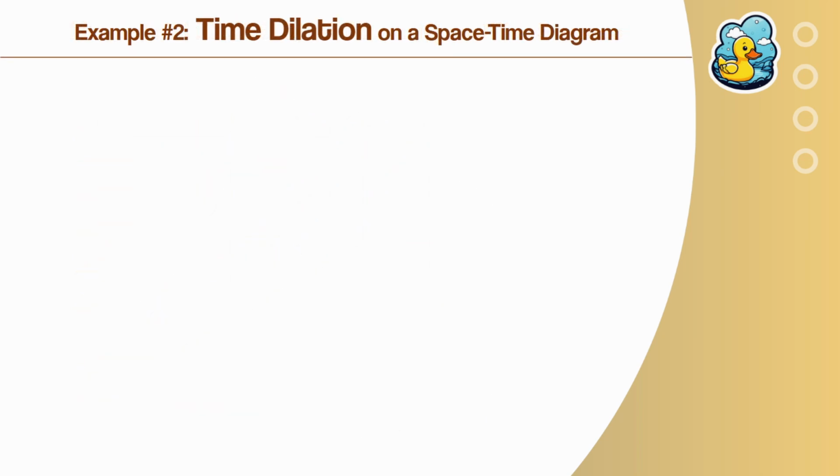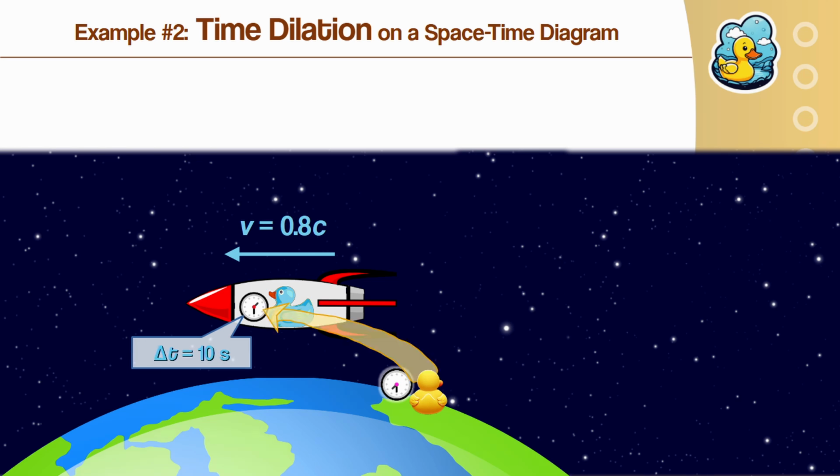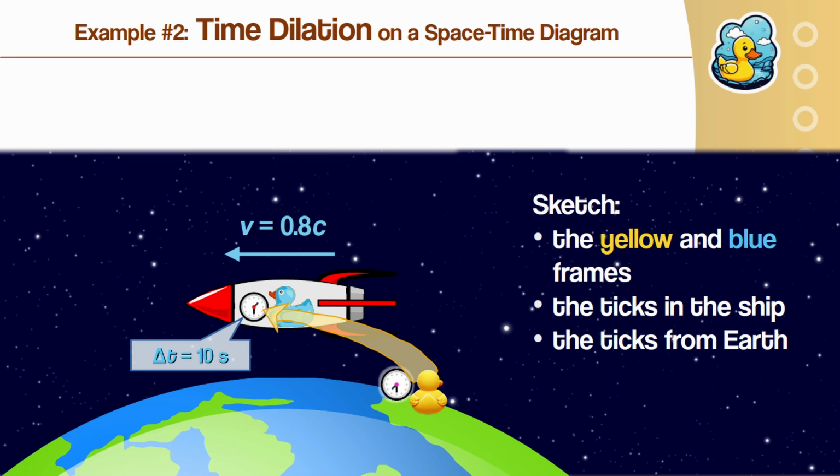The second example: time dilation on a space-time diagram. The blue duck's spaceship is moving at 0.8 c relative to Earth. It carries a clock that ticks once every 10 seconds in its own frame. How often does it tick from the earthbound yellow duck's perspective? Pause here and try sketching the worldline of the spaceship, marking the ticks and comparing them to Earth's vertical CT axis.